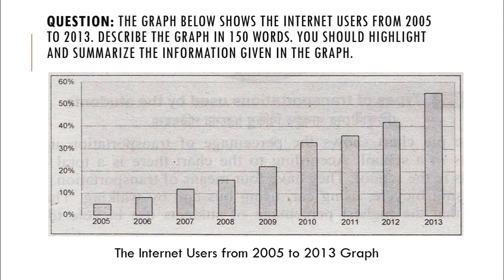So here we have another question. The graph below shows the internet users from 2005 to 2013. Describe the graph in 150 words. You should highlight and summarize the information given in the graph. So you can see the internet users from 2005 to 2013.